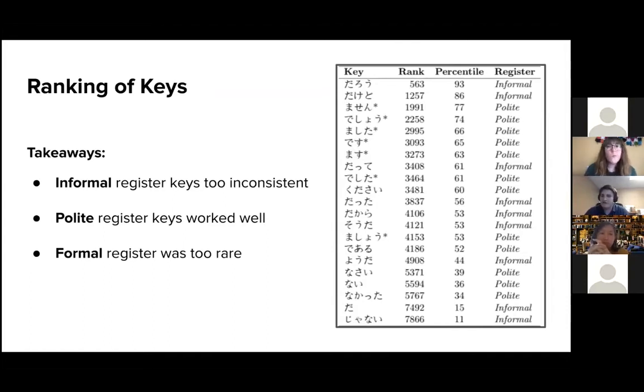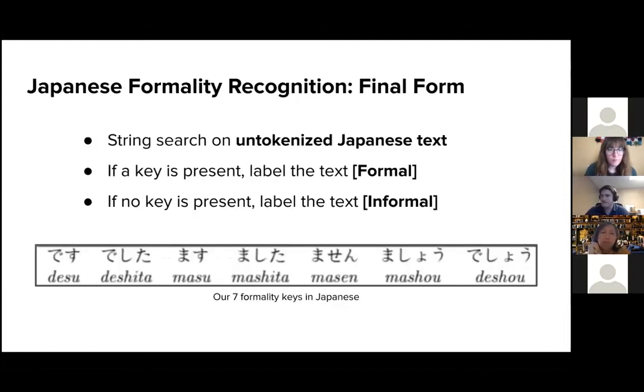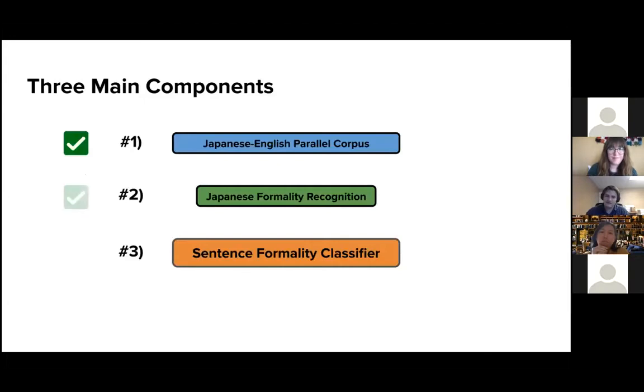So it looks like we're going to go with these sets of polite keys, and I've noted by asterisks the keys that I'm going to go with. The final form of the Japanese formality recognizer is we string search on untokenized text. If a key is present, we label formal, and if no key is present, then we label informal. And these are the 7 keys that we chose. Okay, cool. So now we have that.